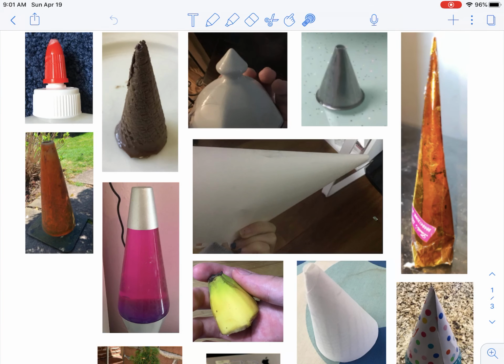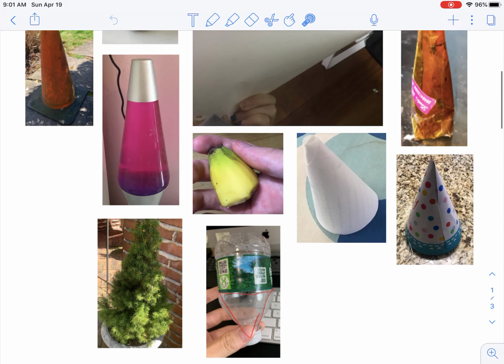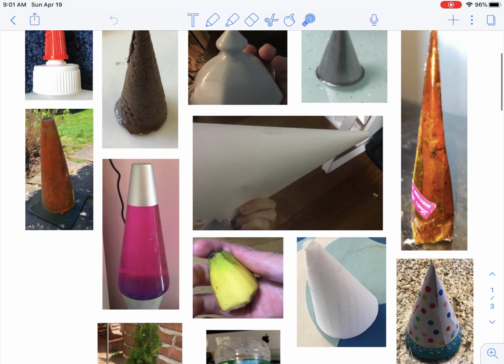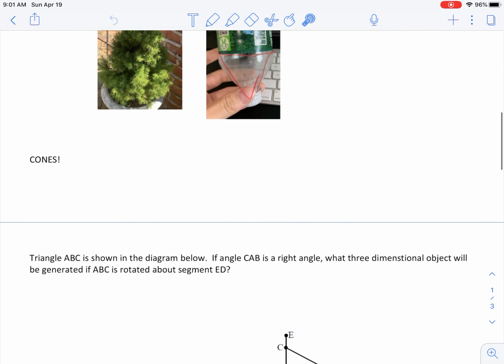And I mean, most of these aren't perfect cones, right? A lot of these have the tops cut off. They're called a truncated cone. Some of them might not be perfectly circular on the bottom, but I like what you guys did here. So good job.